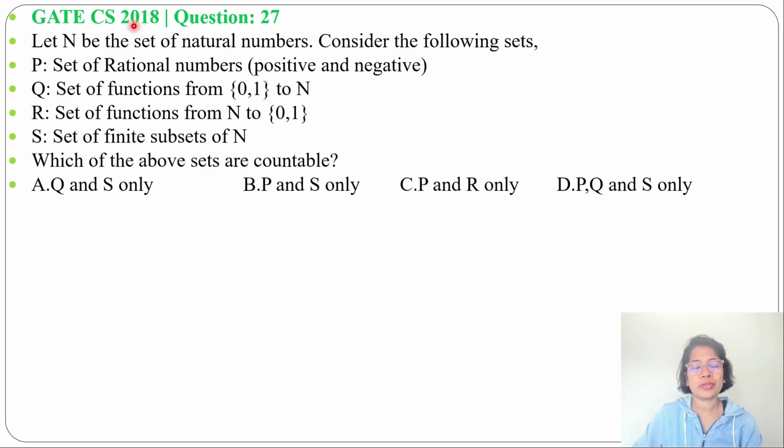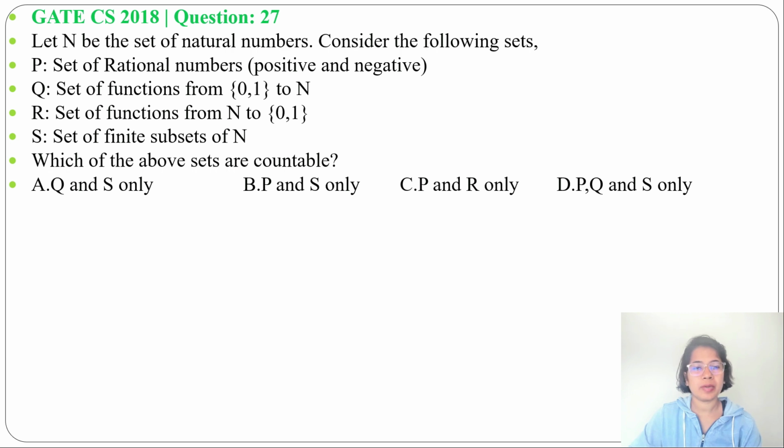Let's solve one previous question of set theory. This question was asked in GATE CS 2018, question number 27. Let n be the set of natural numbers. Consider the following sets, and P, Q, R, S are different sets. Which of the above set are countable? And 4 options are given.